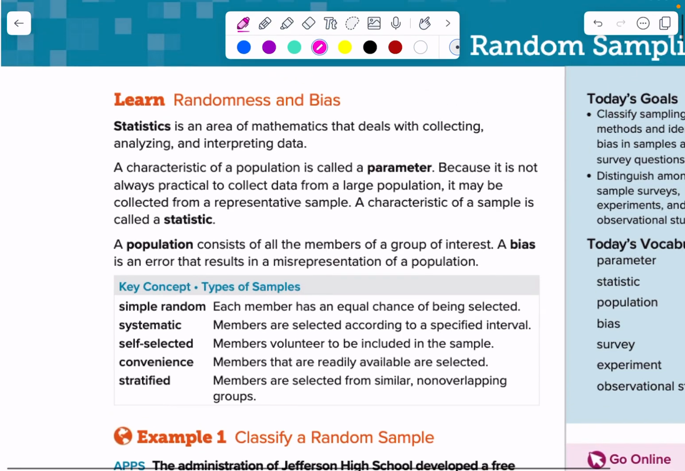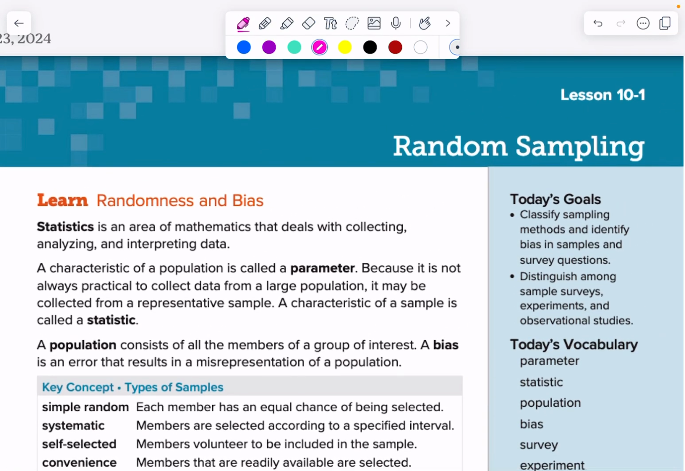Okay, Algebra 2. We are starting Chapter 10. We're going to dabble in Chapter 10, see as far as we can get in Chapter 10 before the end of the school year, but I do want to make sure that we get a little bit of this introduced. This is the stuff on statistics, like your intro to statistics.